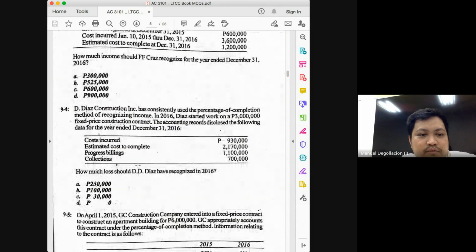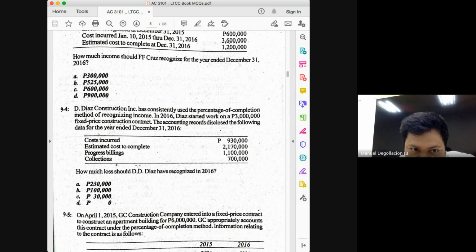Nine dash 4. How much loss should be recognized in 2016? Why do I think this is a difficult problem? Okay, you have here 3 million. What does the 3 million represent, class? Contract price. No, this is not a difficult problem. Okay, 2016 is the first year.